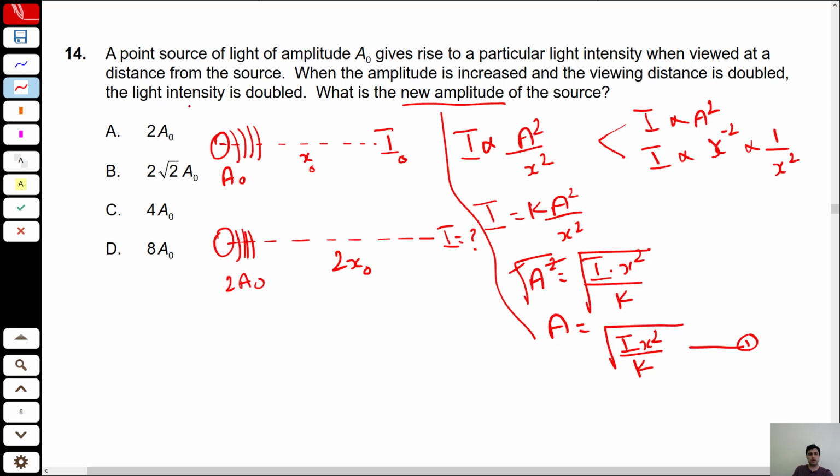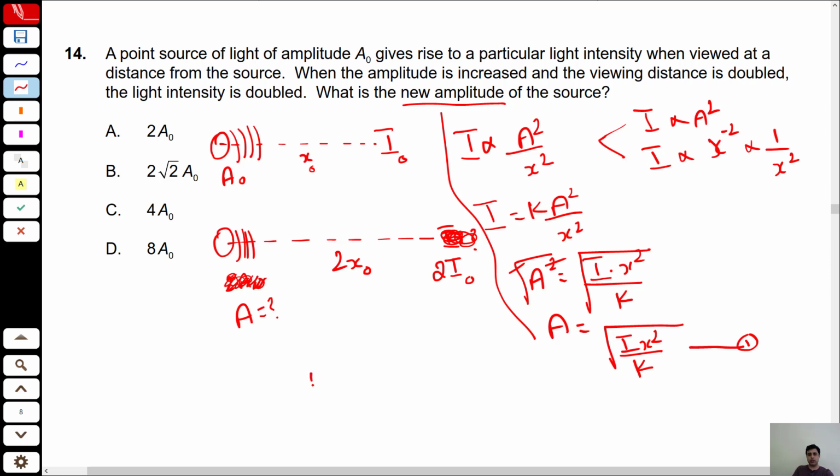So the distance is double. The light intensity is also doubled. It looks like we're increasing the amplitude, so we have some new amplitude that we don't know. When the amplitude is increased and the viewing distance is doubled, the light intensity is doubled. So this light intensity we already know: it's going to be 2 times I0. Initially, if the light intensity is I0, the new light intensity will be 2 times I0. And what will be the new amplitude to make sure that twice the distance away from the source, the new intensity will be doubled?